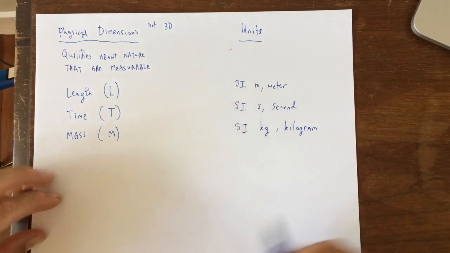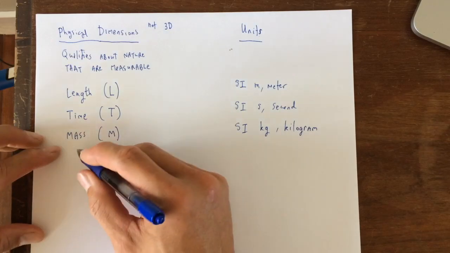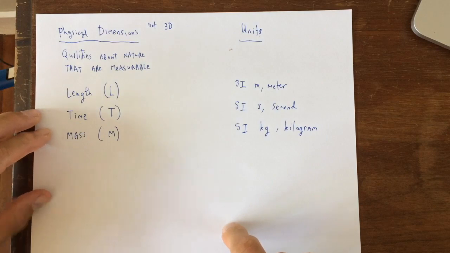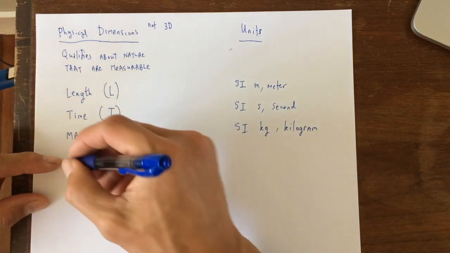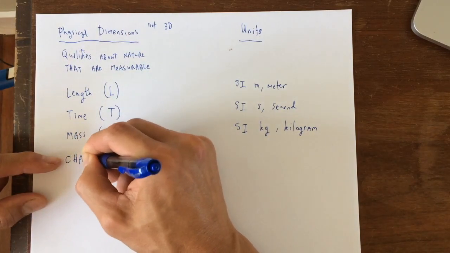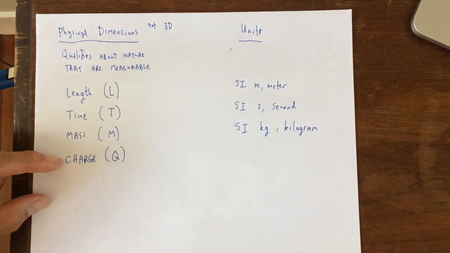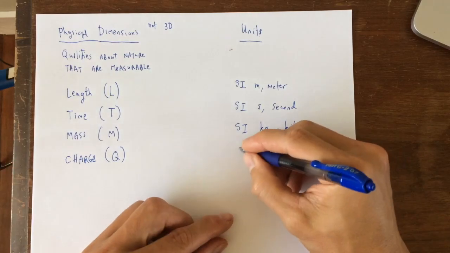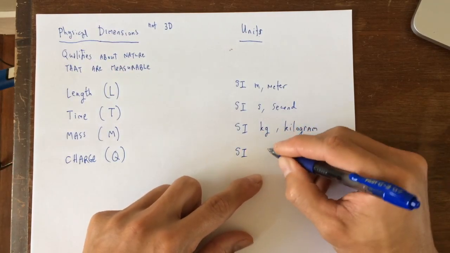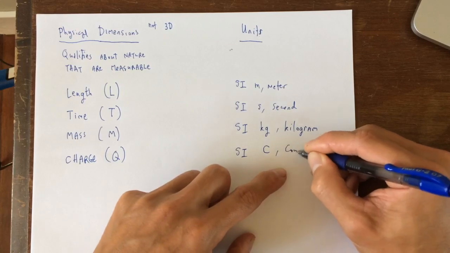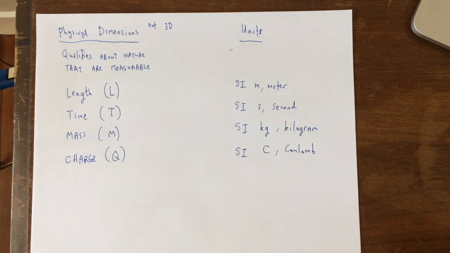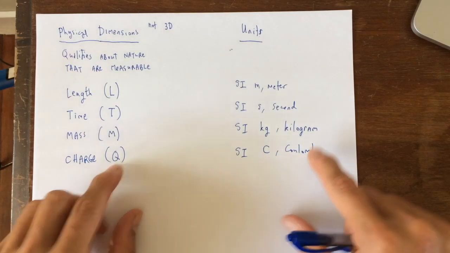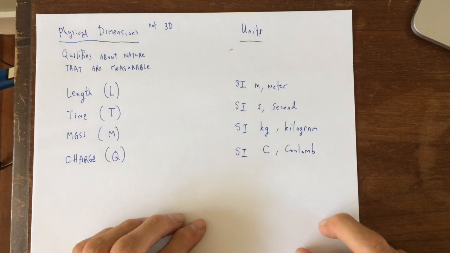And then moving on, we get to add a fourth dimension. Forgive me for the reference to the space. But there is a fourth dimension of measurement called charge. And I'll designate that with a capital Q for the dimension name. And the SI unit is going to be the coulomb. So this is the SI unit of charge, just like the kilogram is the SI unit of mass.